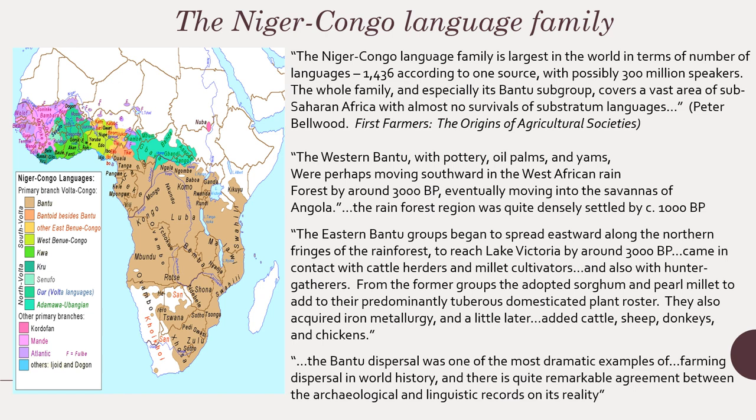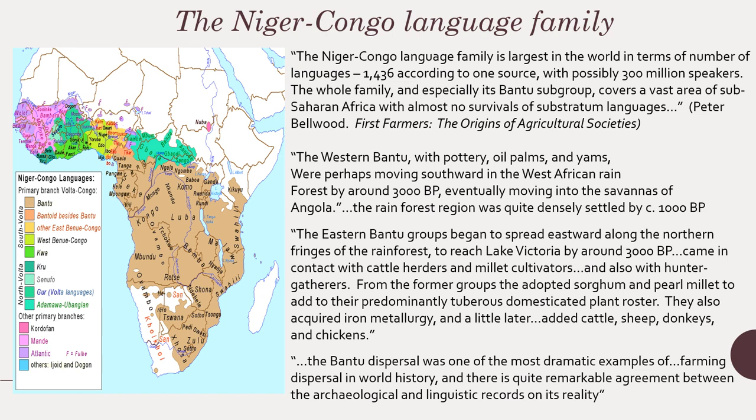From the former groups, the adoption of sorghum and pearl millet to add to their predominantly tuberous domesticated plant roster. Tuberous basically means they're eating tubers, plants that grow down into the ground, not above the ground. They also acquired iron metallurgy, and a little later added cattle, sheep, donkeys, and chickens. So this is already pretty much a full panoply of domesticates. So the Bantu peoples were on their way to a more complex lifestyle through these developments.